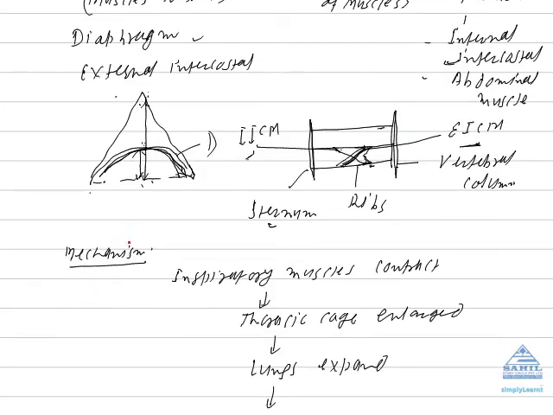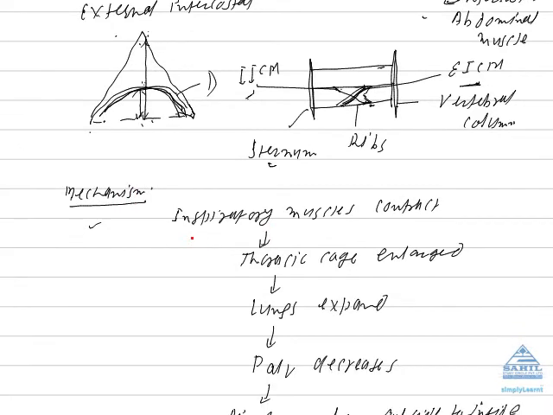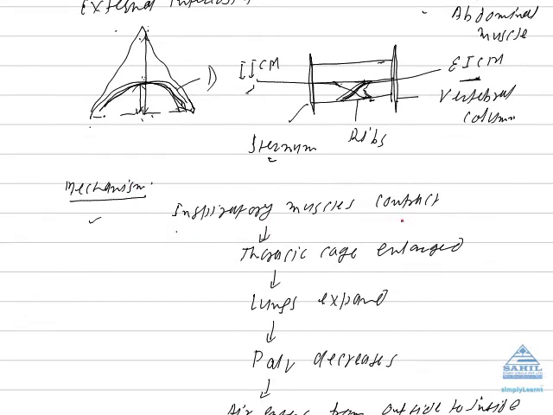Now, how does the respiration breathing mechanism occur? During inspiration, inspiratory muscles contract. It increases the size of the thoracic cavity. When the thoracic cavity is enlarged, lungs expand. Expansion of lungs leads to a decrease in alveolar pressure. When the alveolar pressure goes below atmospheric pressure, air enters from outside to inside.